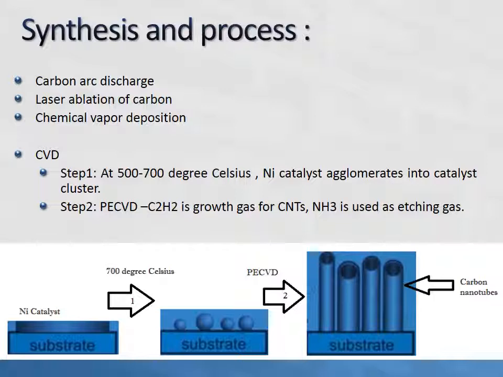You first put a nickel catalyst on a substrate. You then heat up the nickel catalyst in a chamber at between 500 to 1000 degrees Celsius. The Ni catalyst then breaks into small little balls as shown in the figure. You then strike the plasma and add carbon- and hydrogen-containing gas for growth of CNT, and some etching gas like ammonia that removes the unwanted amorphous carbon. As a result, you get the carbon nanotubes as shown in the figure.